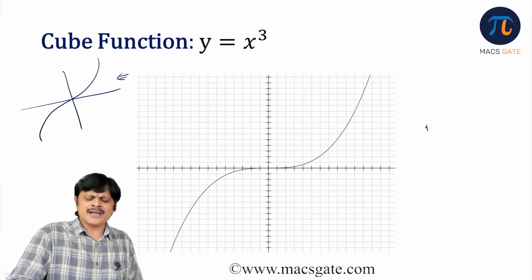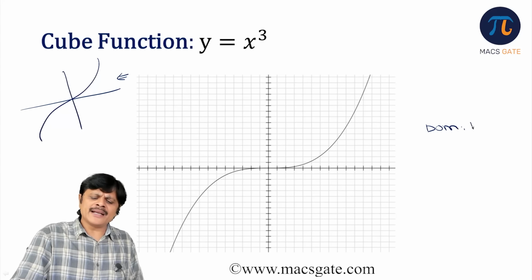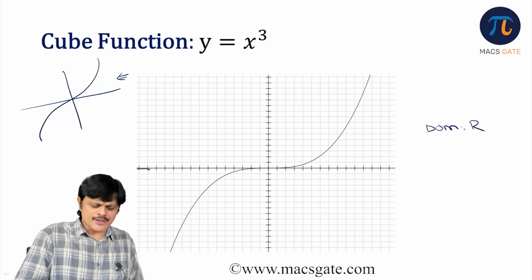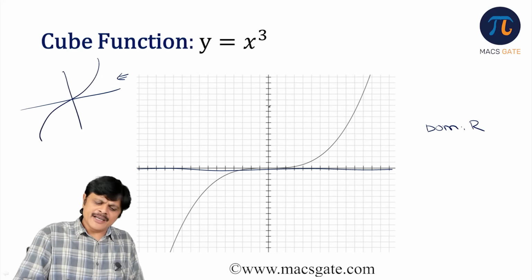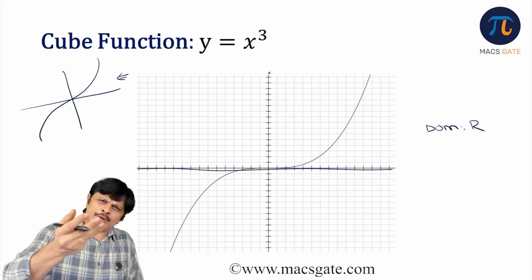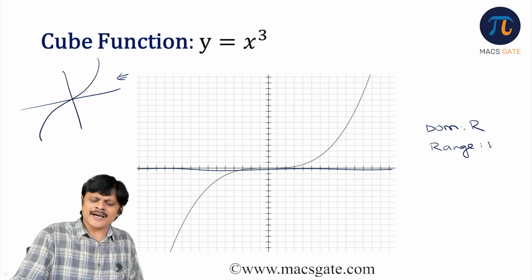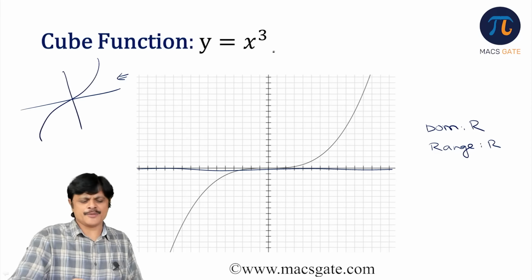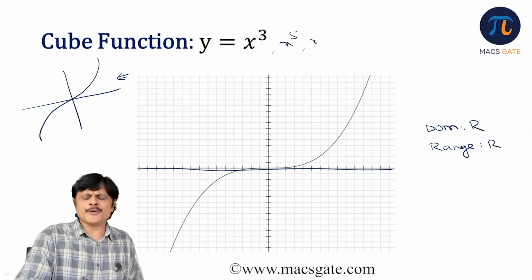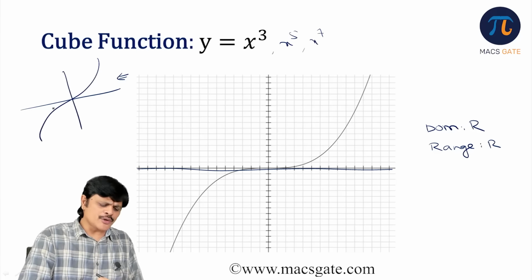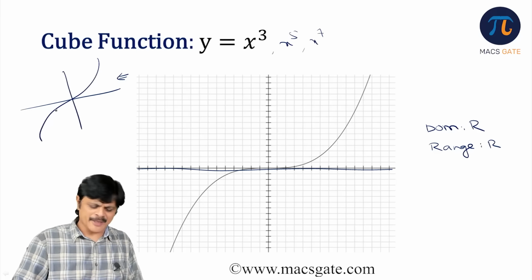Am I clear? And the domain, if you see, is the entire real numbers. That is, all real values of x, it is defined. Range also, you see the graph is above the x-axis and below the x-axis, which means the range is also R for y is equal to x cube. And the graph of x power 5, y is equal to x power 7, they are also similar to this one. Am I clear? So that is about the cube function.